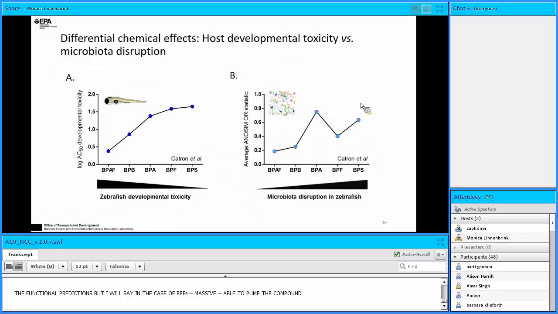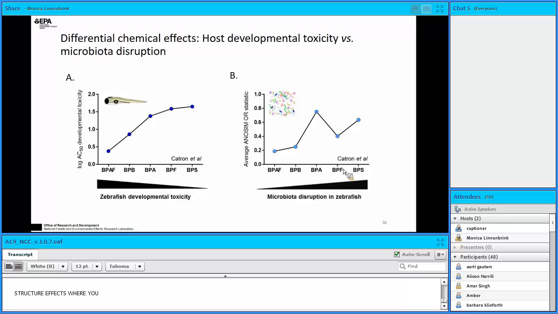So one of the interesting take-homes from the BP study is that if you rank order these chemicals based on their ability to cause malformations or lethality in the host, this is the rank order that you get, where BPAF is the most potent chemical and BPS is the least potent. And it's basically an inverse relationship to the ability of these chemicals to perturb host-associated microbiota. So the idea here is that if the host organism can withstand higher and higher concentrations of the compounds, you're getting into the range where you start seeing microbiota community structure effects, where you start killing microbes.